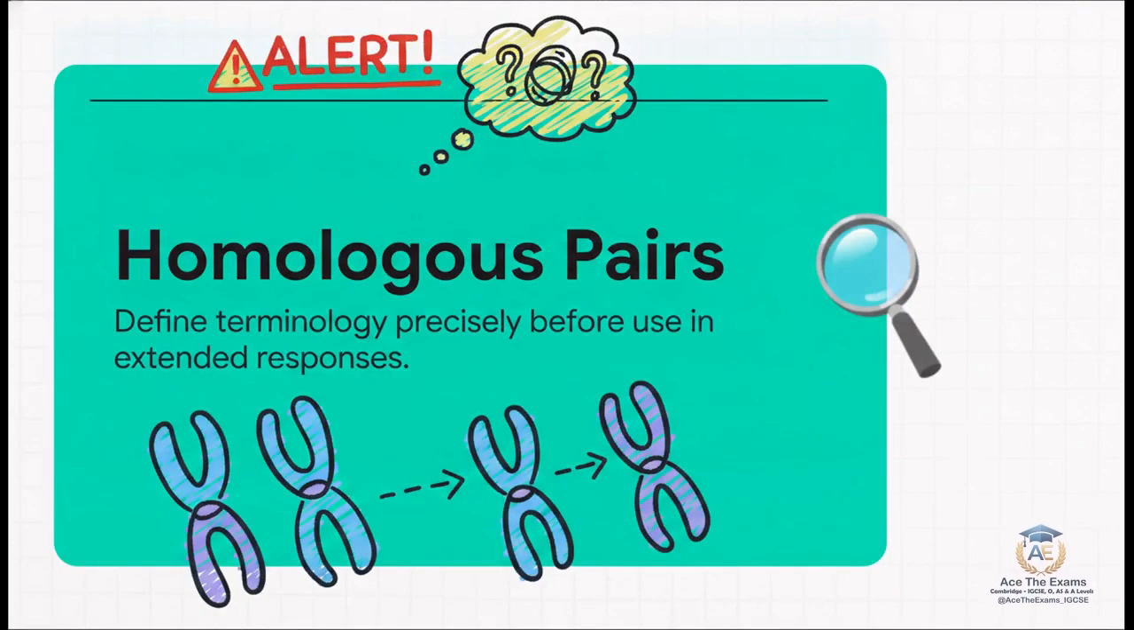Now, what's really interesting here is the official examiner alert, which explicitly states that candidates consistently confuse key terminology. So when you're writing an extended response about homologous pairs of chromosomes, defining your terms clearly right at the very start is your first mandatory quick win. It firmly anchors your answer and immediately shows the examiner you understand the core principles.